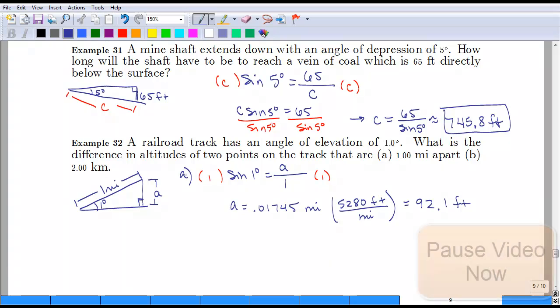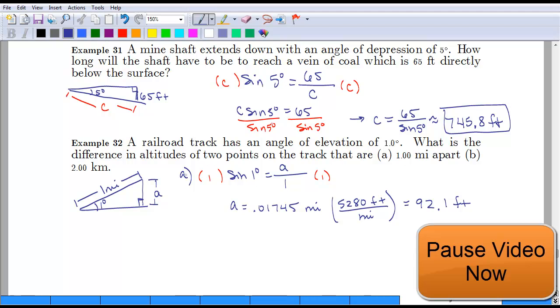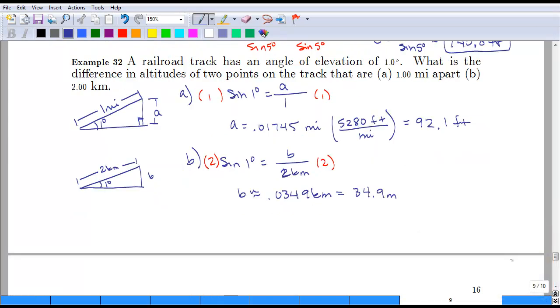I want you to pause the video and complete part B, which asks what happens if instead of 1 mile apart on the track, we have 2 kilometers apart on the track. So for this example, you should have found that B was approximately 0.0349 kilometers, which comes out to be, if you know metric, you can move the decimal place 3 places to get 34.9 meters.